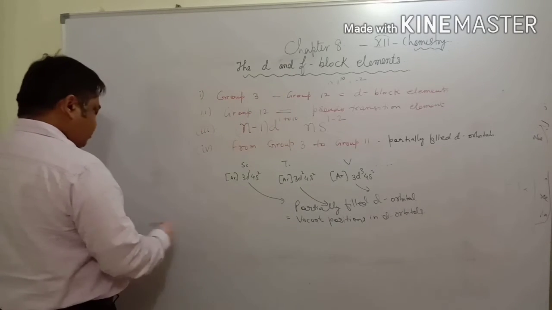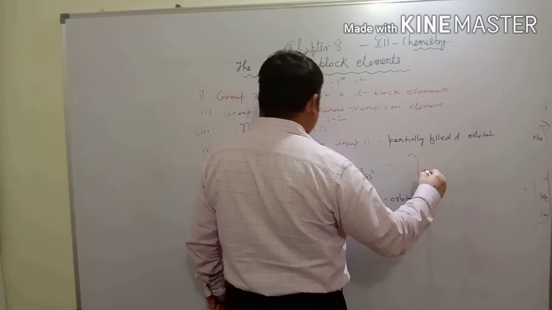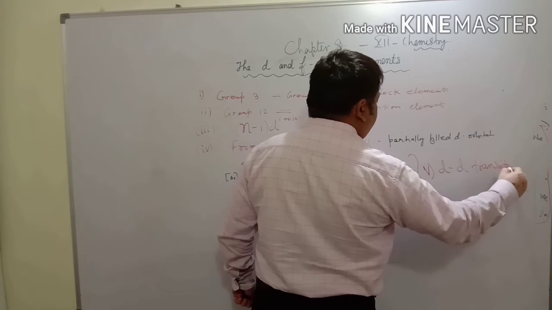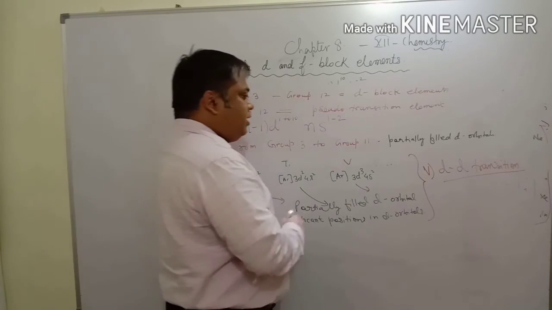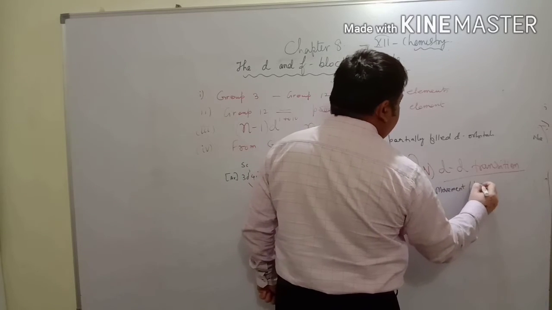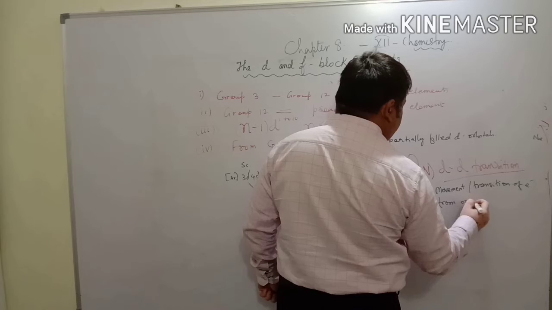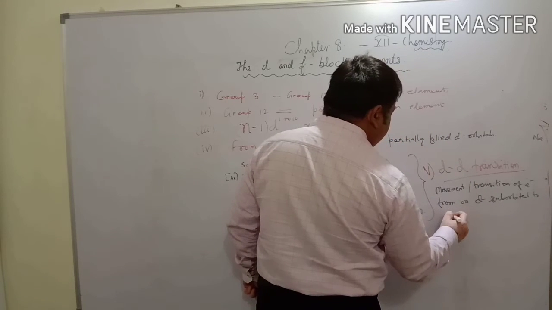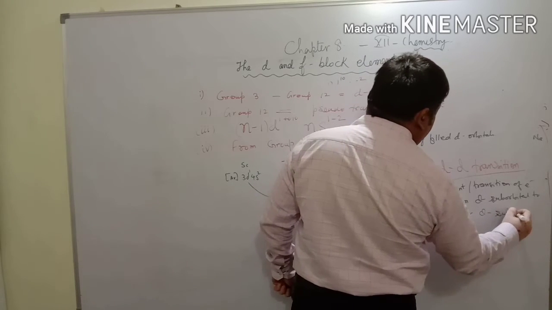This is where d transition is possible. It means movement or transition of electrons from one d suborbital to another d suborbital.